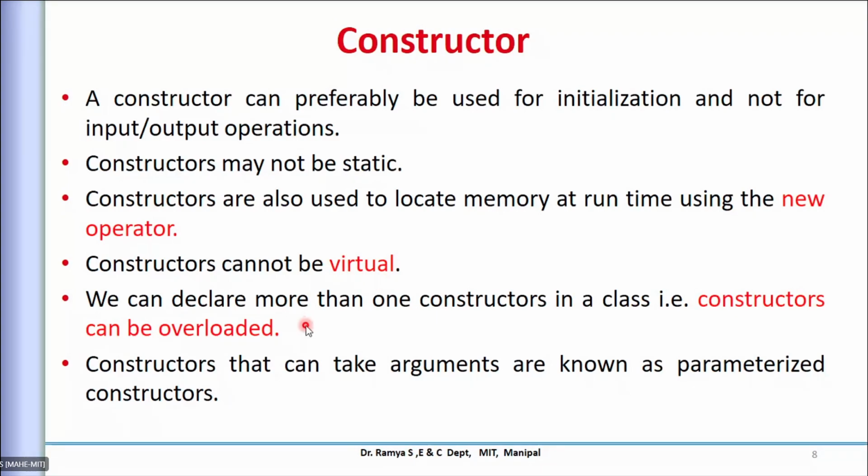You're seeing that in a class I can have many constructors, so a constructor can be overloaded. Be careful, there is one more word, overriding. This is overloading. I can have multiple constructors that differ in signature. Signature means I can send different parameters, and that is how it identifies them. A constructor that can take arguments is known as a parameterized constructor, and when there is no argument, as we have already seen, it is a default constructor.